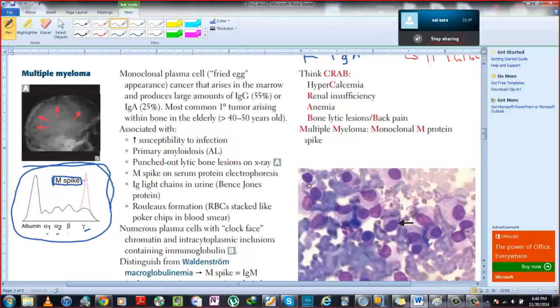Now, an M spike does not mean that it is IgM. Let's make it red. It's not IgM. M means it's monoclonal. It could be IgG, it could be IgM, it could be IgD. Make sense? The M here means that it's monoclonal.